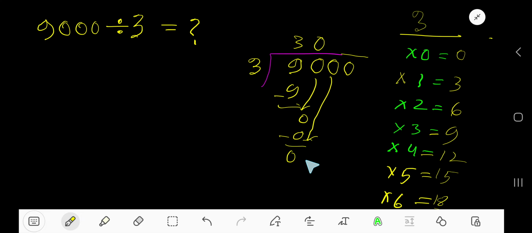Bring down this 0. 3 goes into 0 how many times? 0 times. 0 times 3, 0. Subtract 0. Bring down this 0.